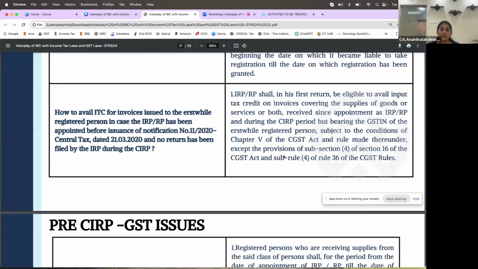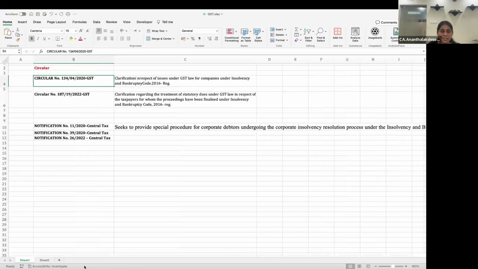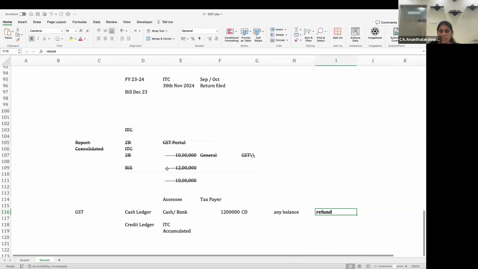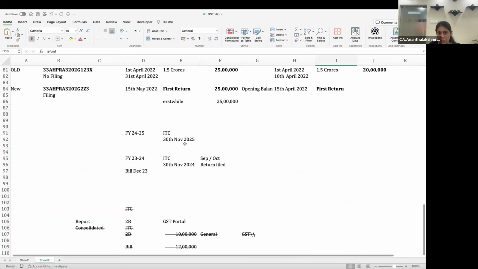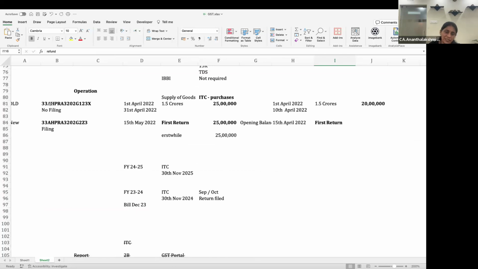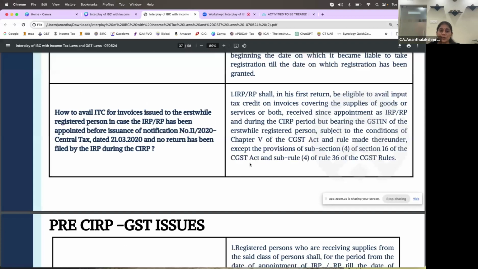Next question: how to avail ITC for invoices. This also we have discussed. Whatever ITC was there for the earlier period can be claimed now, even though it is in the old registration number. Since it is only for the first return, this benefit is given. So while filing the first return, ensure that whatever ITC is in the old period has been claimed in full. Don't miss that. For a later period we can't claim the benefit. That is one thing we have to be very careful about.